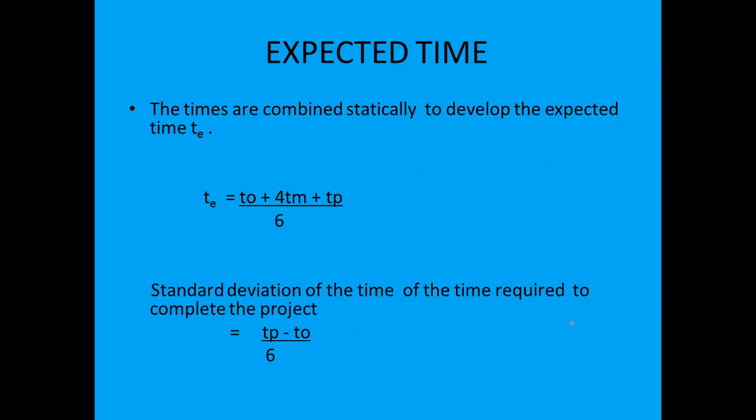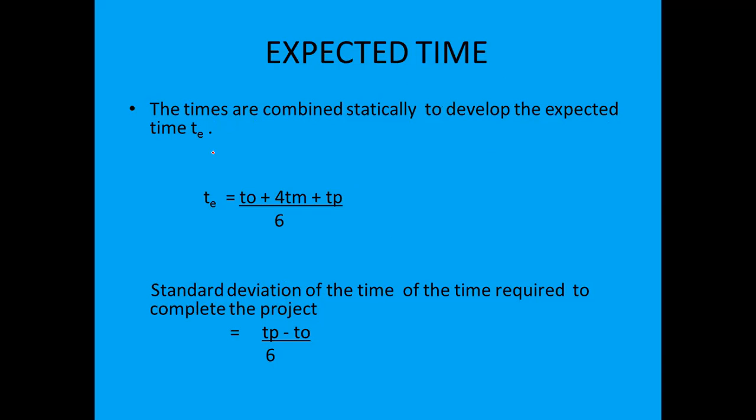Now we'll see the formula related to these three things. So what are the time estimates? Optimistic time, pessimistic time and most likely time. Optimistic time is TO, pessimistic time is TP, most likely time is TM. Therefore, for these three you can arrange a formula. So what is the formula?